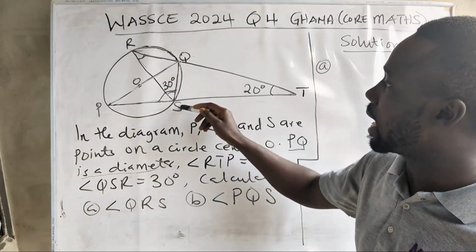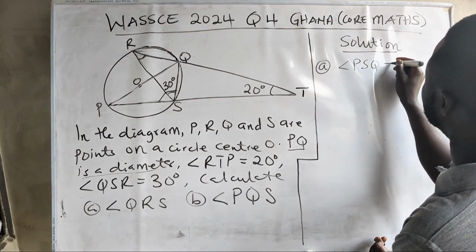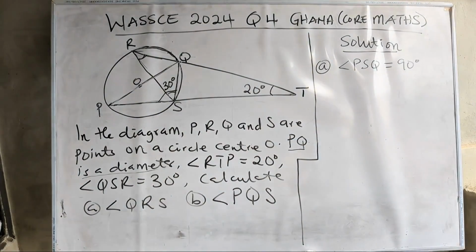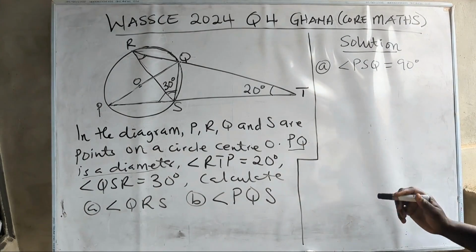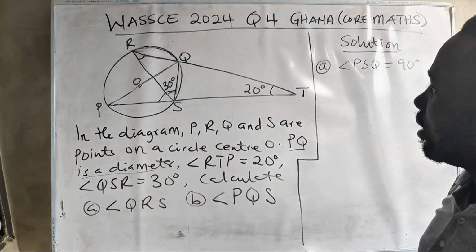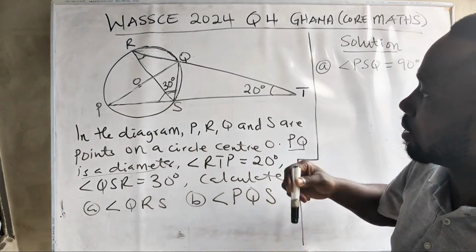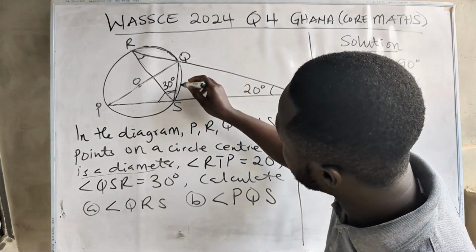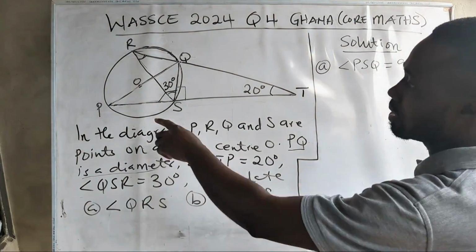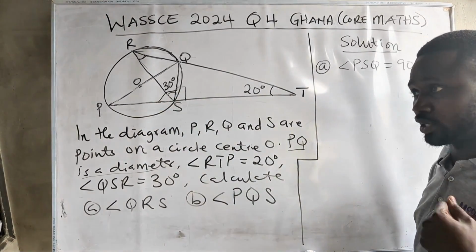It means the angle PSQ is going to be 90 degrees. Angle PSQ is 90 degrees. If that is the case, we are looking for this particular angle. And look here, PT is a straight line. So this particular place will also be equal to 90 degrees, because PT is a straight line. So 90 plus 90 will give me 180, angles on a straight line.